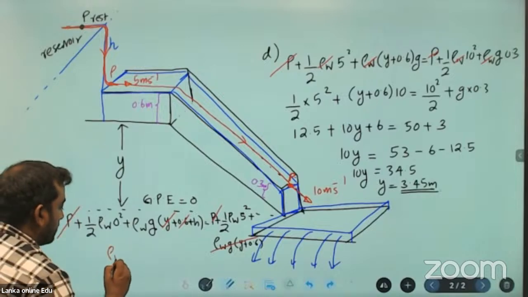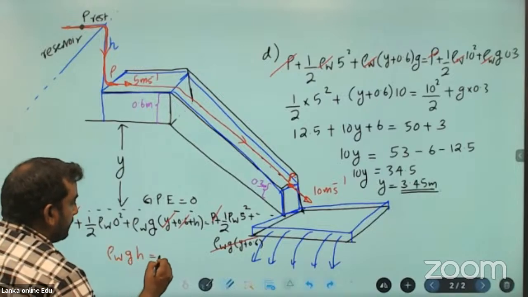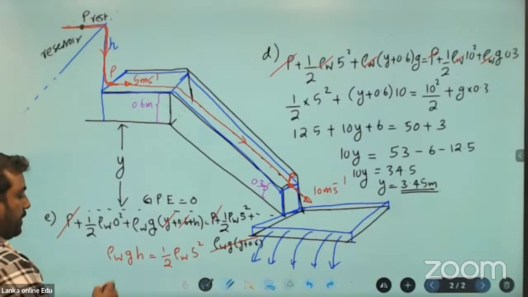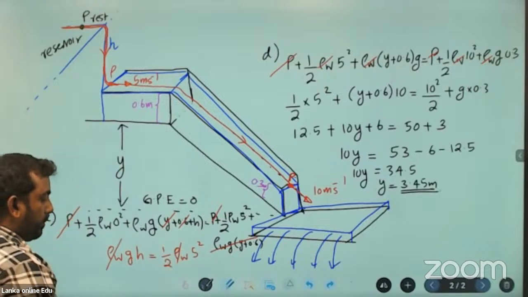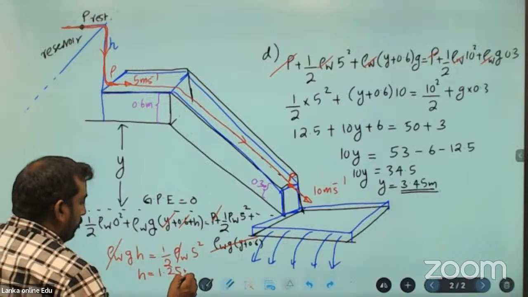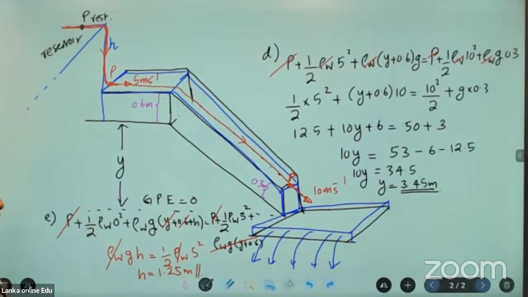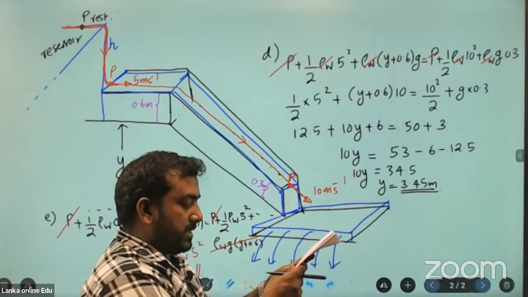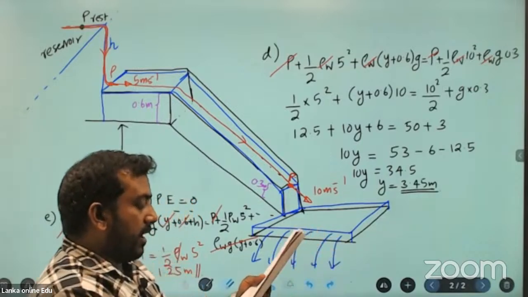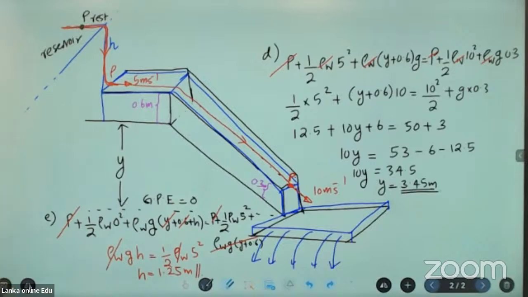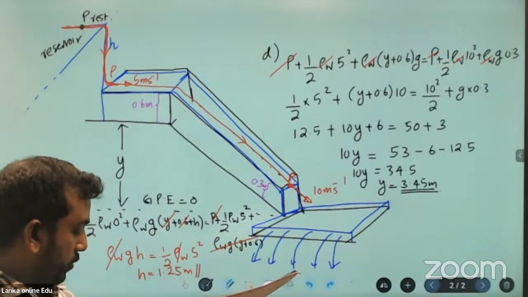What is remaining is rho_w g h equals half rho_w times 5 squared. Rho_w cancels off. 25 divided by 2 is 12.5. 12.5 divided by g is going to be 1.25 meters. The height of the reservoir, simply h, even in the picture they are marked and given, is going to be 1.25 meters. Very good.